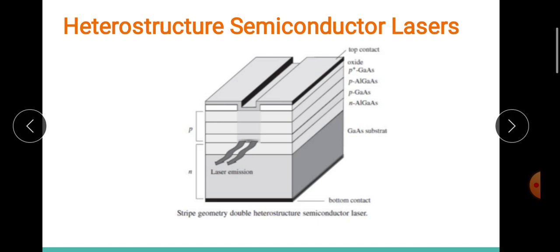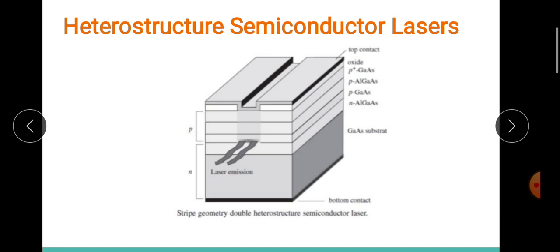So since the structure is like this, because of the horizontal structure of this active region, we can use this kind of configuration of DH lasers in order to couple through fibers or waveguides, etc.